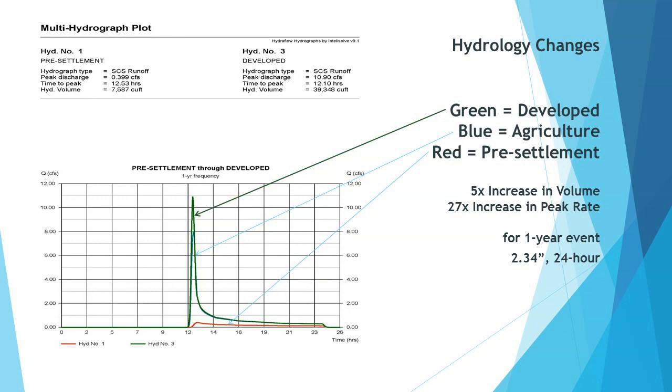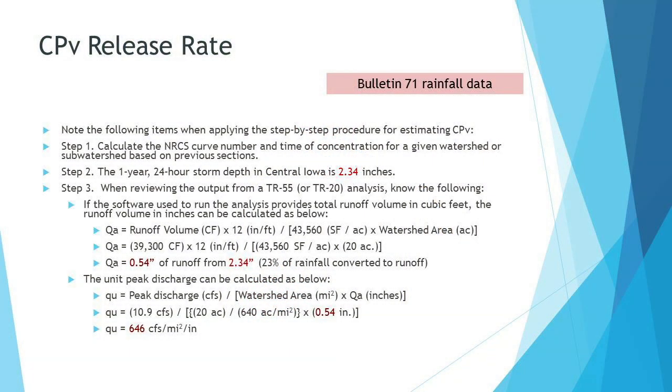And the first part we're going to go through, I'll go through this kind of quickly because we already did this in the small storm section that we just proceeded. We had that multi-step procedure to calculate the channel protection volume. So the first three steps are the curve number and our rainfall. And then we're going to take our output and use it to find the amount of runoff, which for that one-year storm is 0.54 inches.